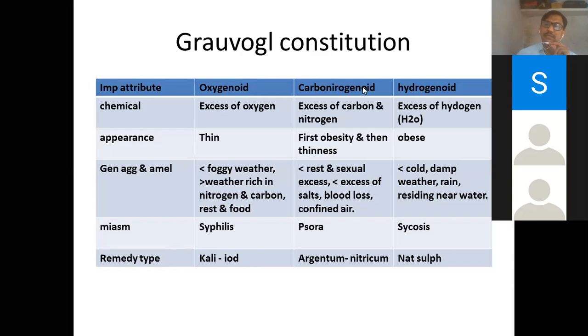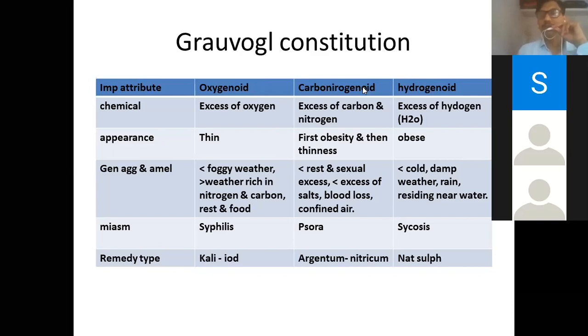And the Hahnemannian miasm which corresponds to this is psychosis. And the remedy which is similar, the remedy which is very prominent, is Natrum sulph. Whenever a patient of this type of hydrogenoid constitution comes, you must treat with remedies belonging to the psychosis miasm, or with those belonging to Natrum sulph.